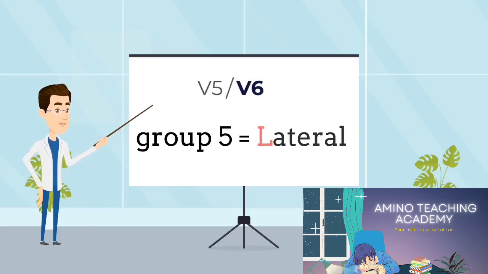Group 5 includes V5 and V6. They correspond to letter L, which stands for lateral. This is the same as Group 1. Hence the lateral wall has 4 leads. So ST segment elevation in these leads corresponds to myocardial infarction in the lateral wall of the heart.